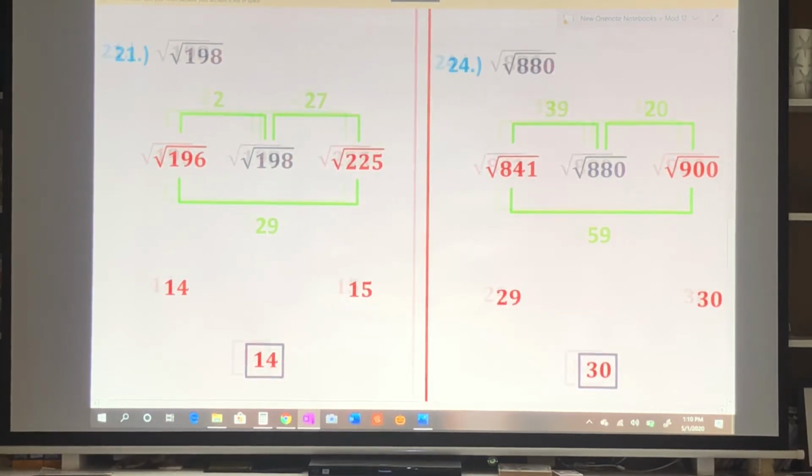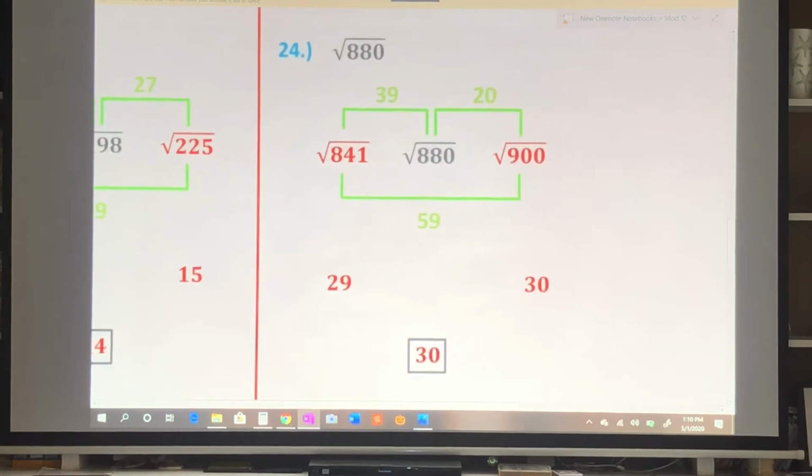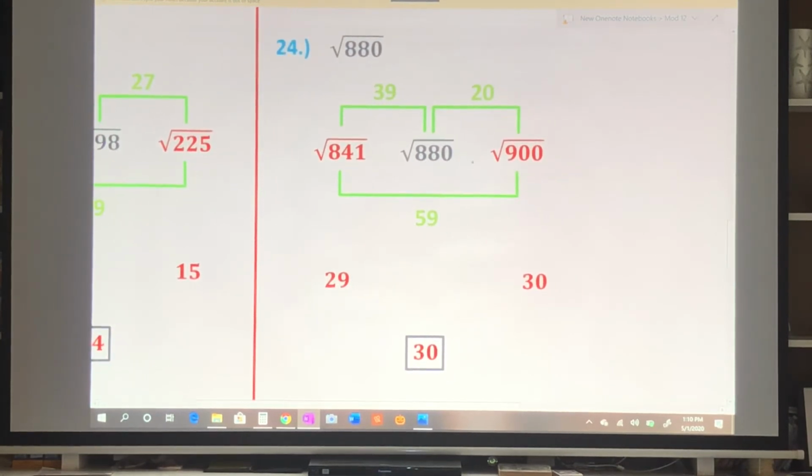Number 24, 880. The first thing that I thought of was 900, which is 30. Okay, so 30 squared is 900, 29 squared is 841. From 841 to 880 is plus 39. And from 880 to 900 is plus 20. It's closer to 30, so I put my answer as 30.